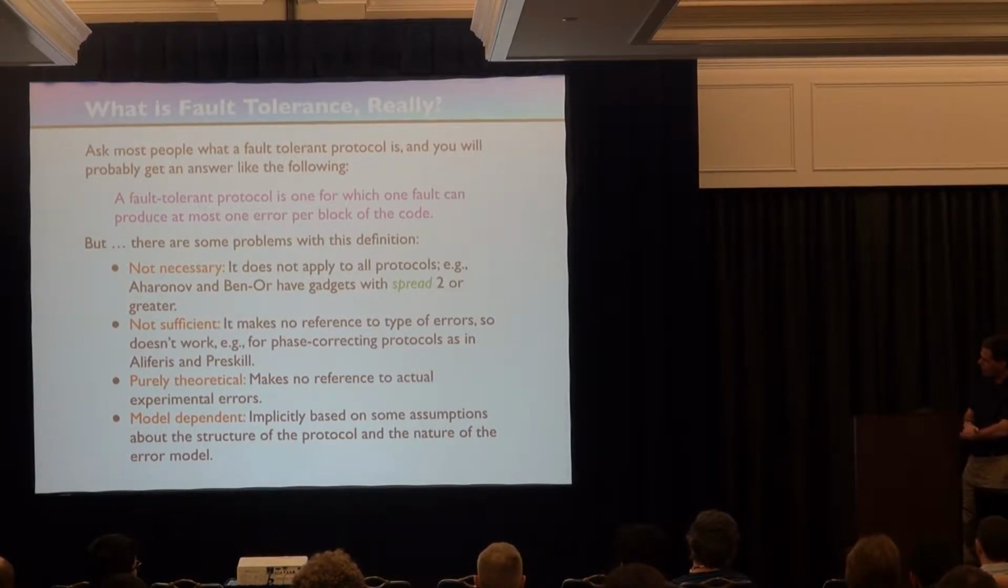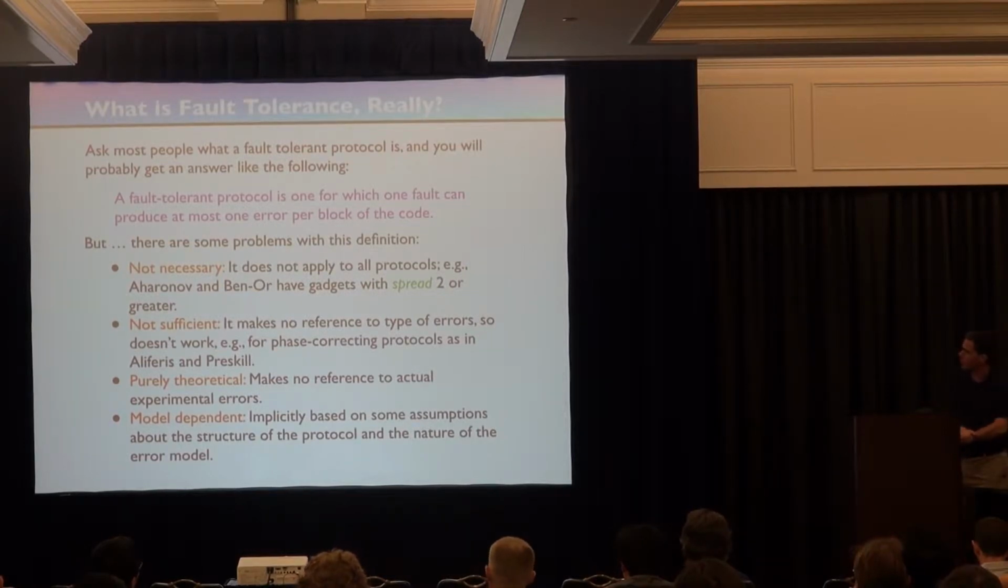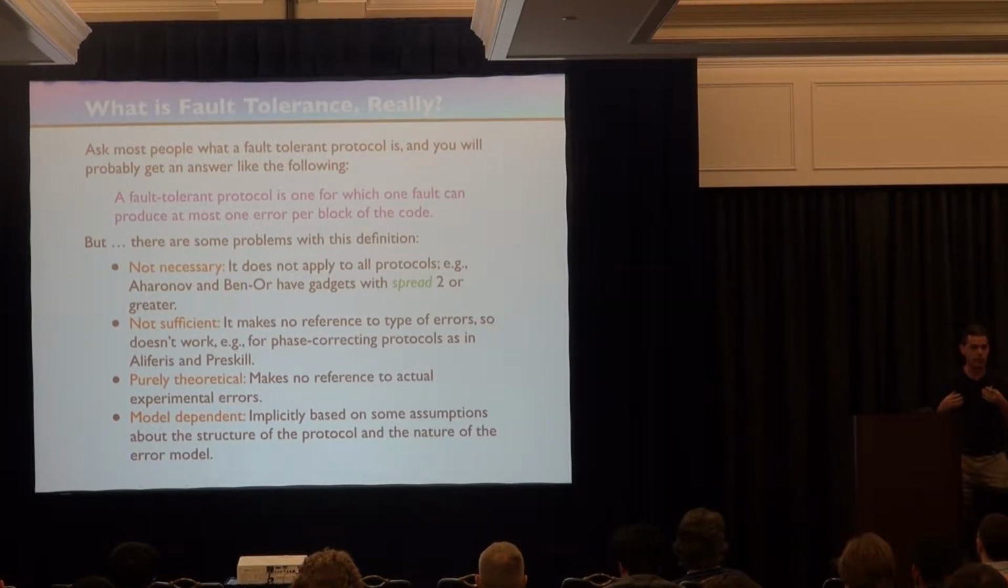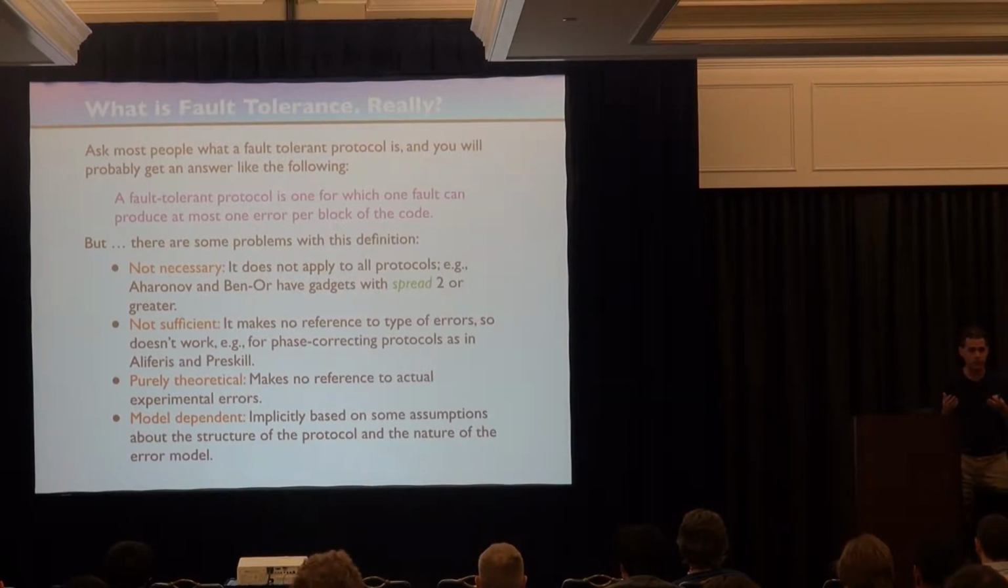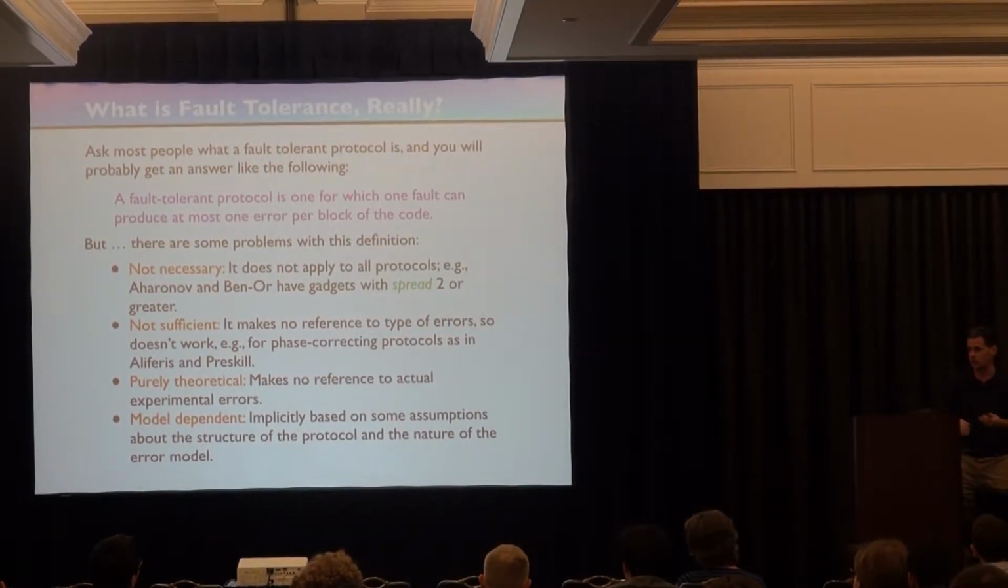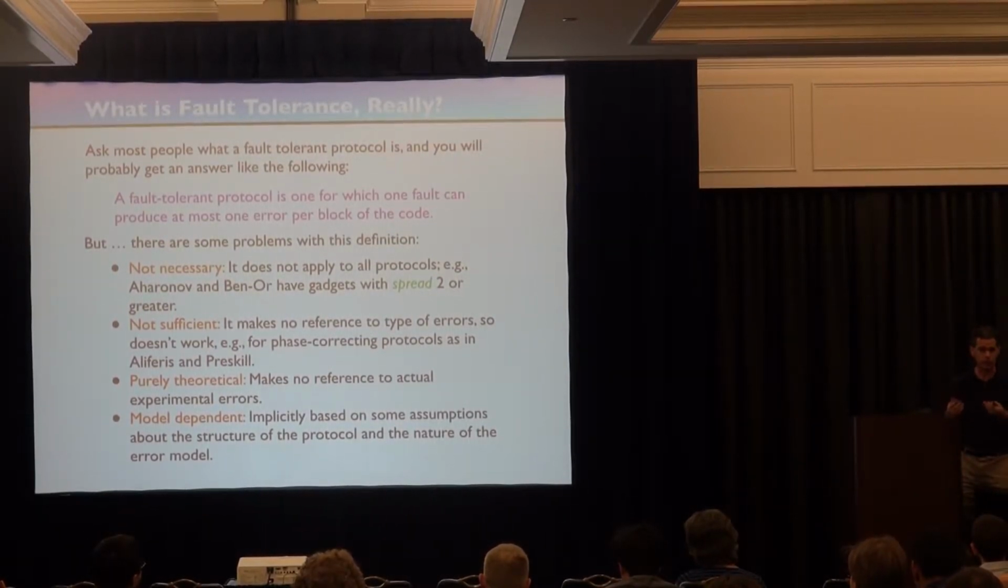And then finally, and this is more subtle, but I think also kind of important, is that this definition kind of has a lot of model dependence built into it. It's kind of assuming that the protocol is broken up into gadgets, which, as I say, doesn't seem to be necessary to me. And it's making some assumptions about the nature of the error model, which I'd like to avoid in order to have protocols, for instance, that deal with bias noise or other kinds of weird error models.